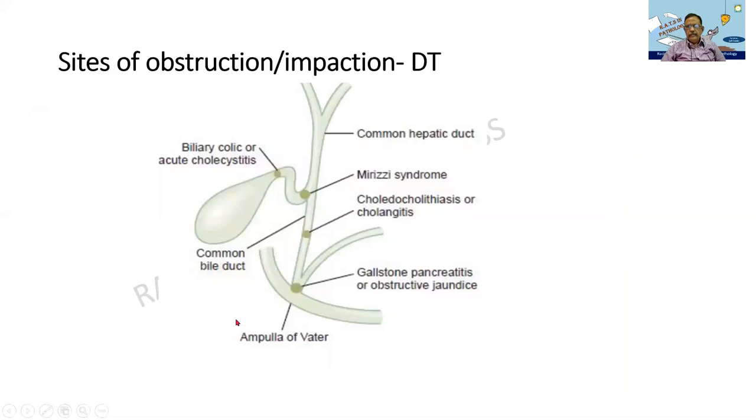These are the sites of impaction. It can be at the head or the neck of the gallbladder, or it can be in the common bile duct, or it can be in the ampulla of Vater. And they produce various syndromes which are again important for you from the clinical point of view.